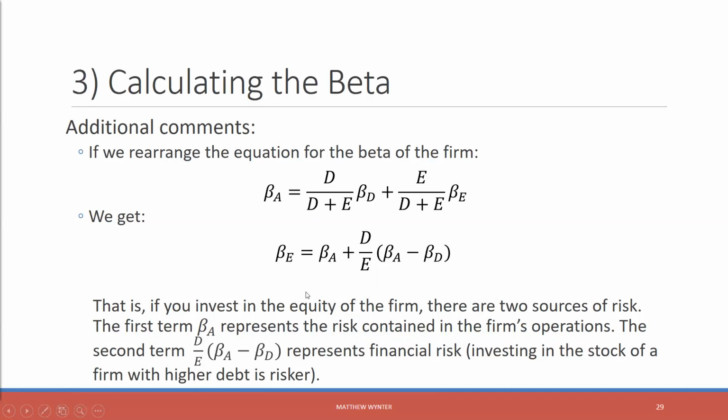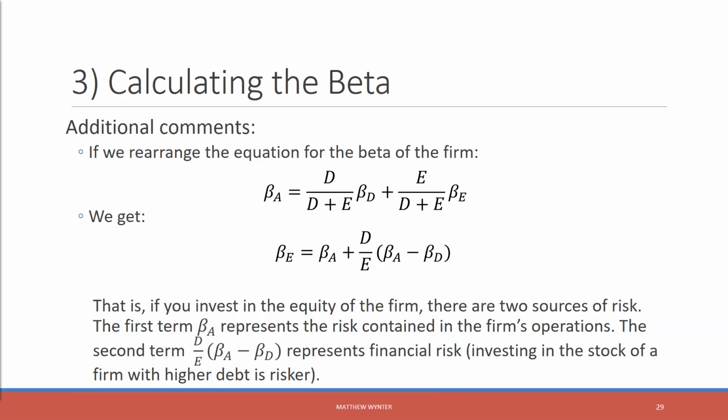So what is this telling us? This is telling us that when we invest in a stock, when we hold the equity of a firm, there are going to be two sources of risk. The first, the beta of the assets, is going to represent the risk contained in the firm's operations.